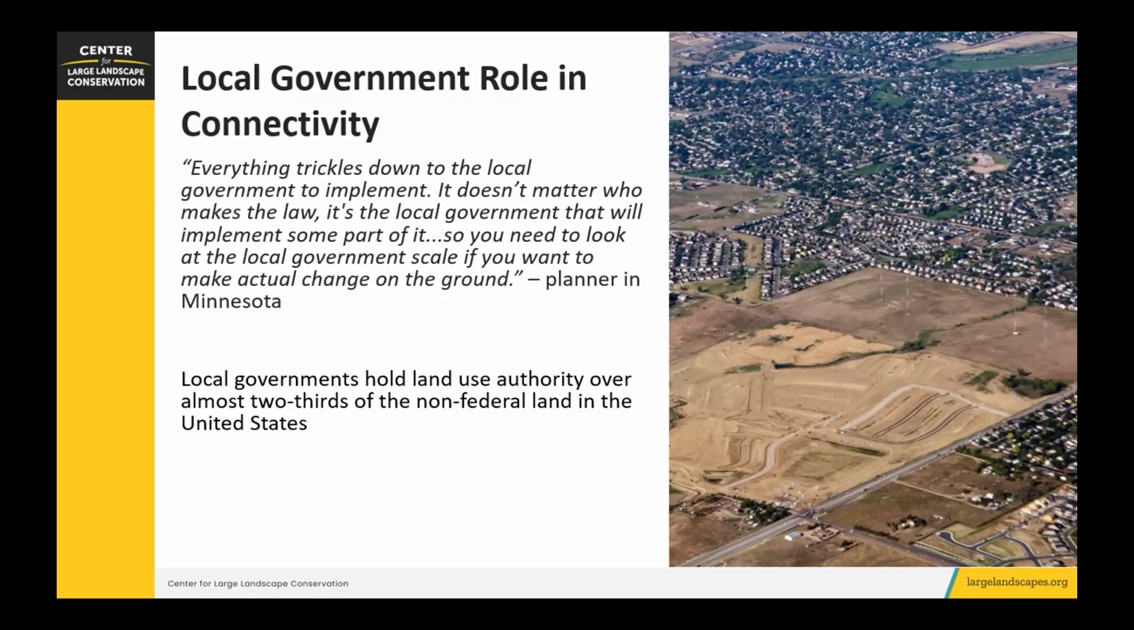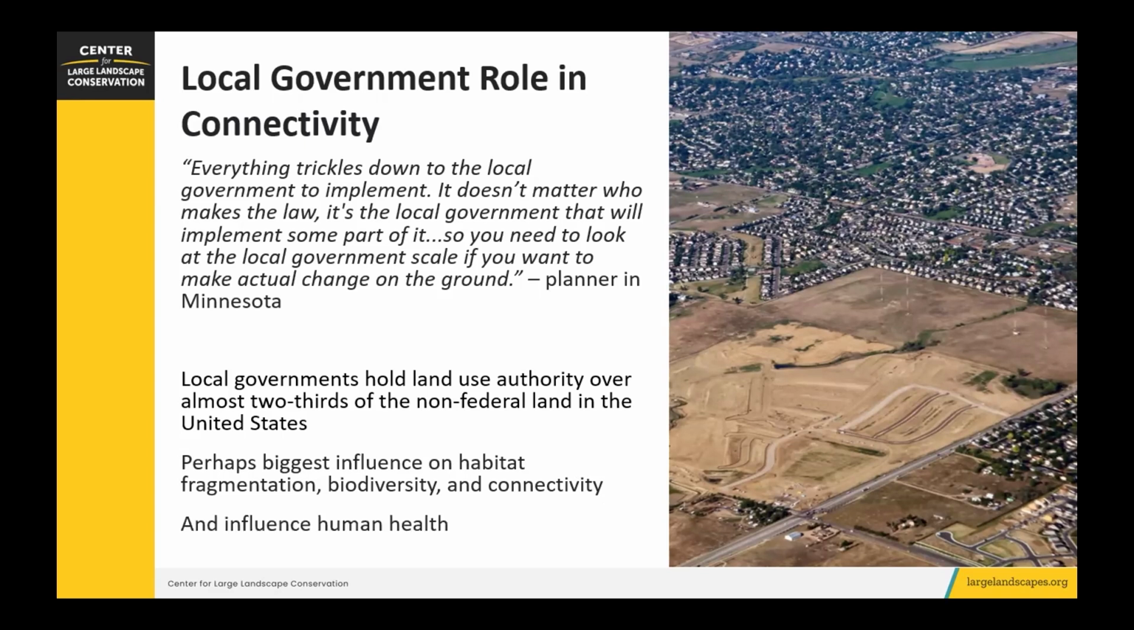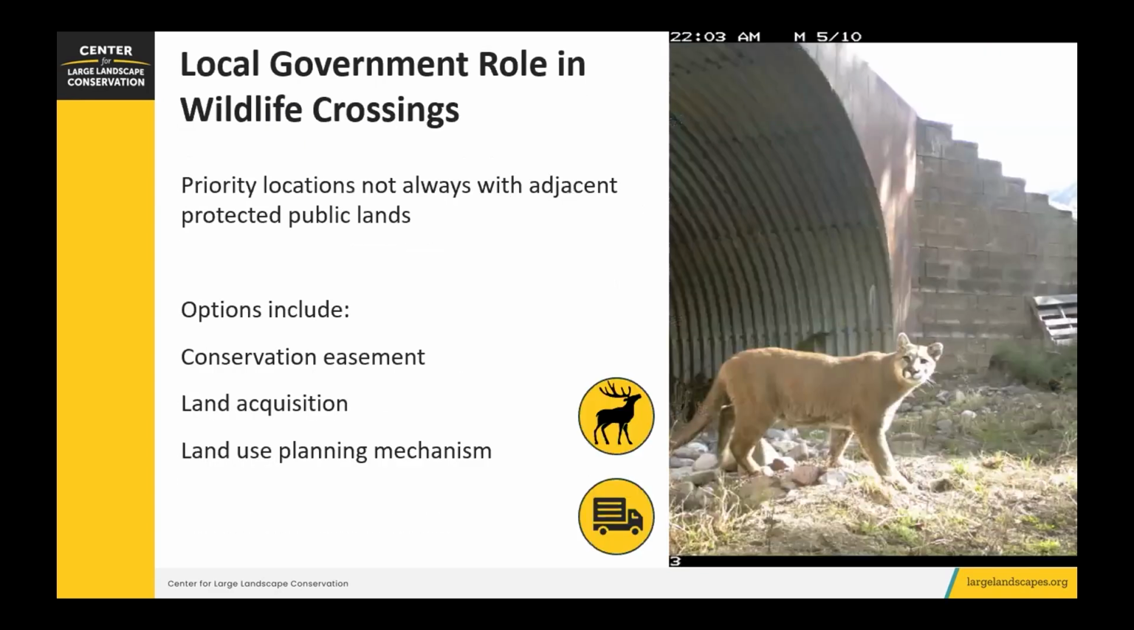So local governments hold land use authority over two-thirds of the non-federal lands in the US. Now, that's unfortunately not in just one local government, because that'd be easy, but in thousands and thousands of them. But it's still a really important thing we need to work on and within. And so they have a huge influence on habitat fragmentation, biodiversity, and connectivity, and of course related human health associated with all of that.